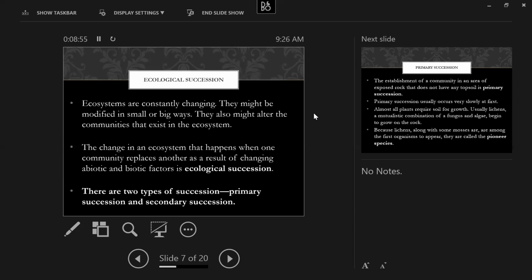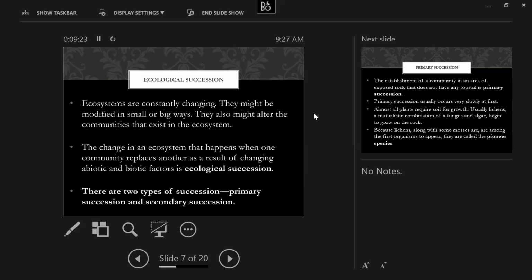Okay, so ecosystems are always going to be changing. We often see in nature where one biological community will totally replace another one. When that happens, the word that we use to describe that is succession. So it's called ecological succession. There are 2 types. There's primary succession and secondary succession. The main difference between the 2 is whether or not there is soil. Plants live in soil. That's kind of the key thing.